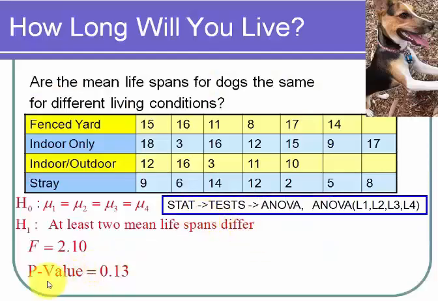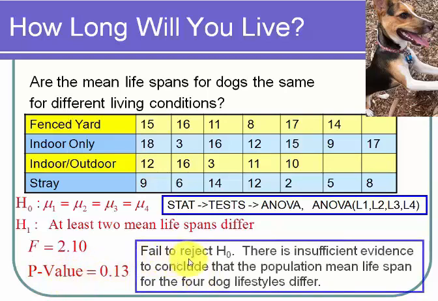Okay, so our p-value was 0.13. That's larger than any level of significance we might use. So when the p-value is larger than the level of significance, the conclusion is to fail to reject the null hypothesis, so that there is insufficient evidence to conclude that the population mean lifespans for the 4 dog lifestyles differ.